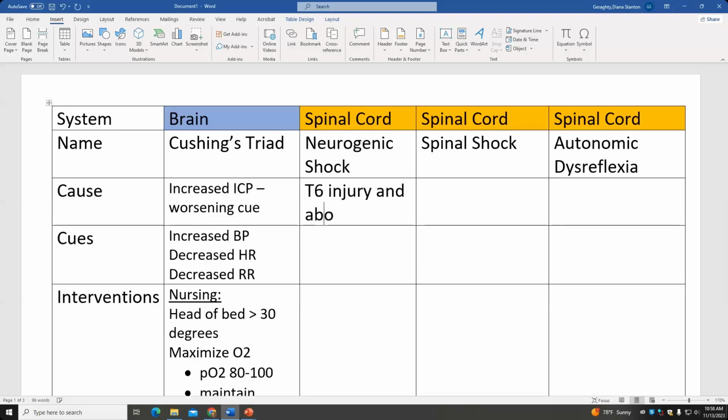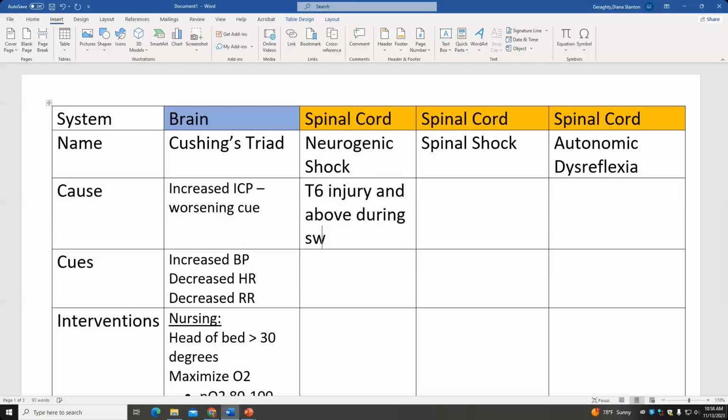And above during swelling. So during that time that you are swelling, the sympathetic system can't work. Once the swelling goes down and you're back down to just maybe a break or something, that sympathetic system can find its way around and figure out a way to re-innervate the heart. But until then, in that acute phase, they may be in neurogenic shock.